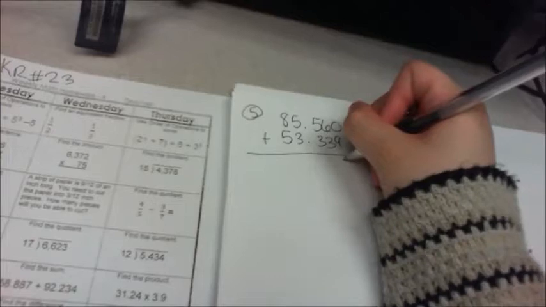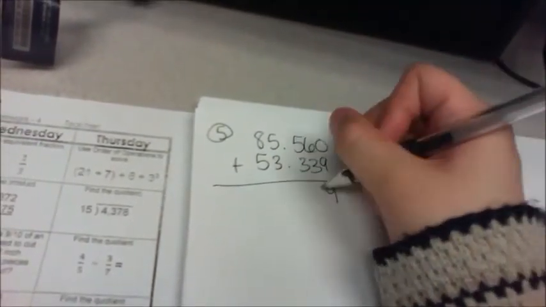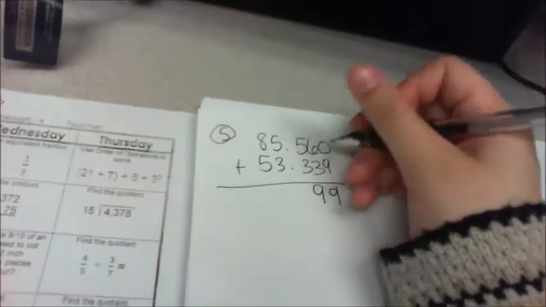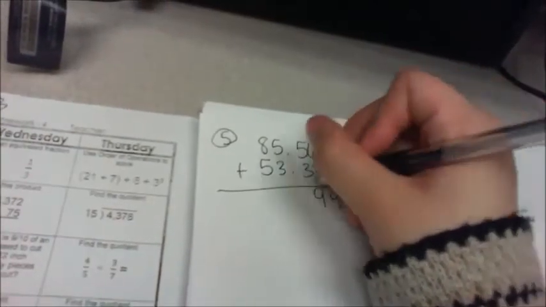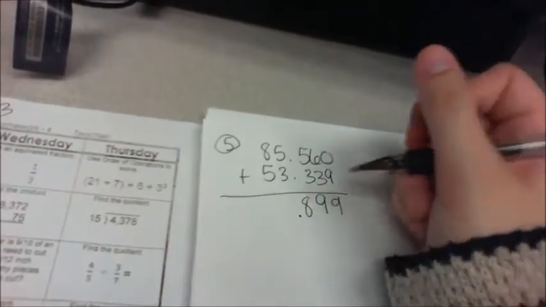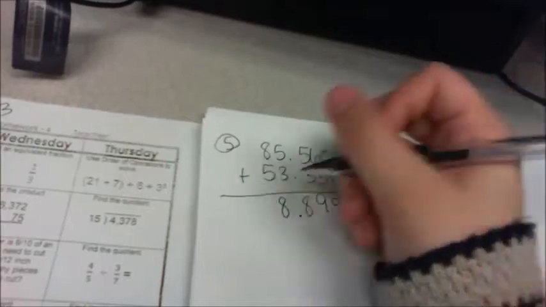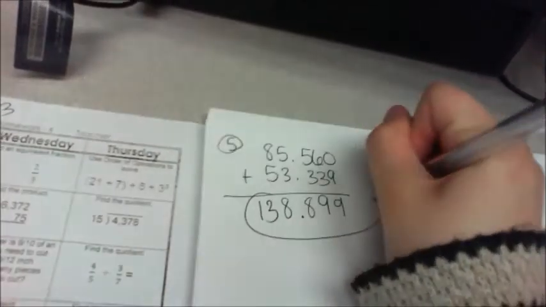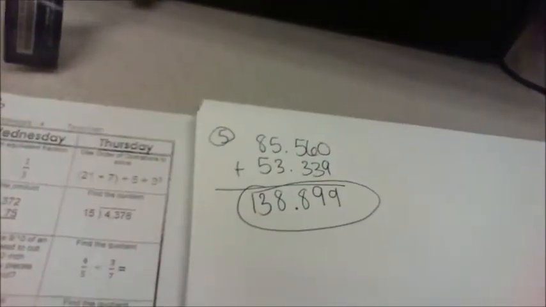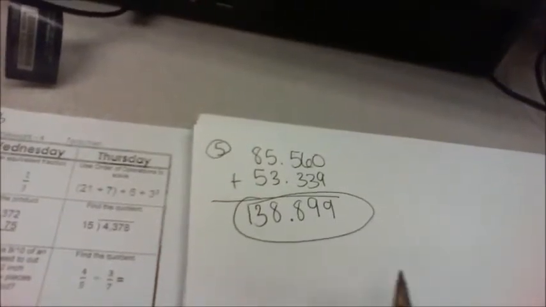0 plus 9 is 9. 6 plus 3 is 9. 5 plus 3 is 8. Bring down the decimal. 5 plus 3 is 8. 8 plus 5 is 13. We get 138.899, or 138 and 899 thousandths.